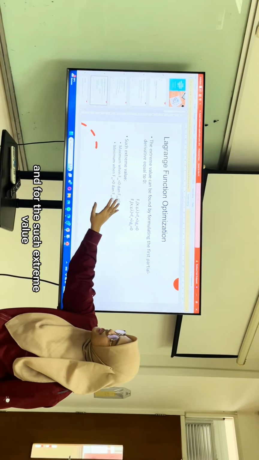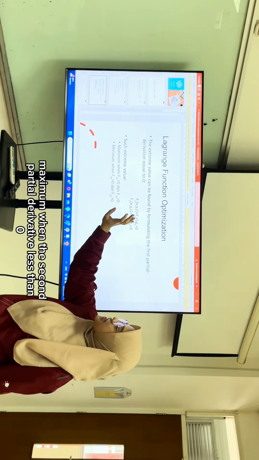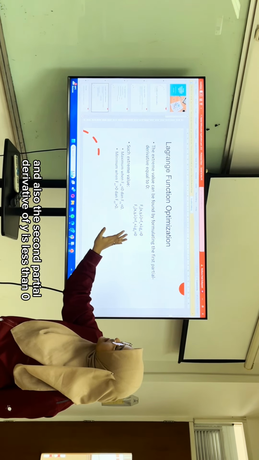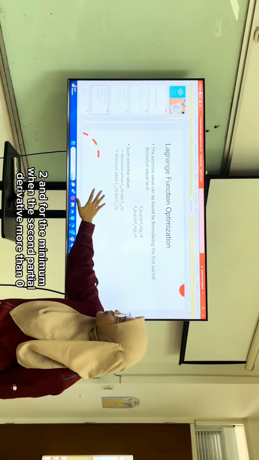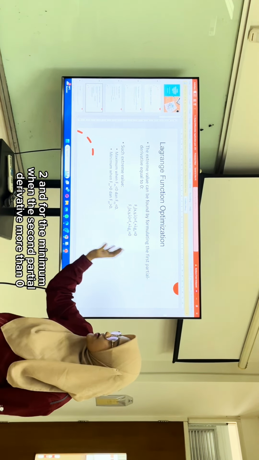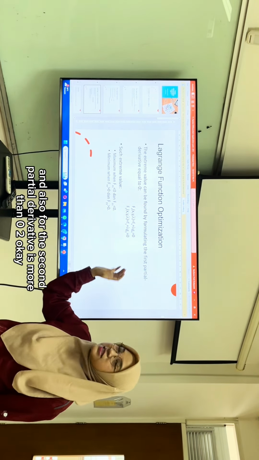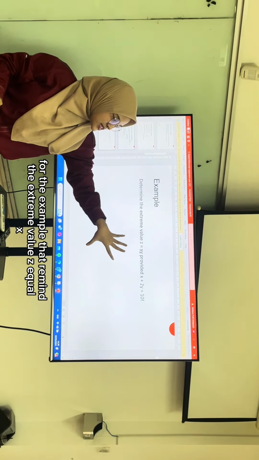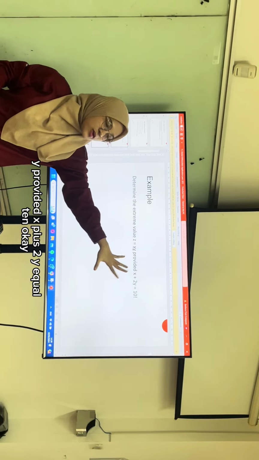For the extreme value, it is a maximum when the second partial derivative of x is less than 0 and the second partial derivative of y is less than 0 too. And it is a minimum when the second partial derivative of x is more than 0 and the second partial derivative of y is more than 0 too.